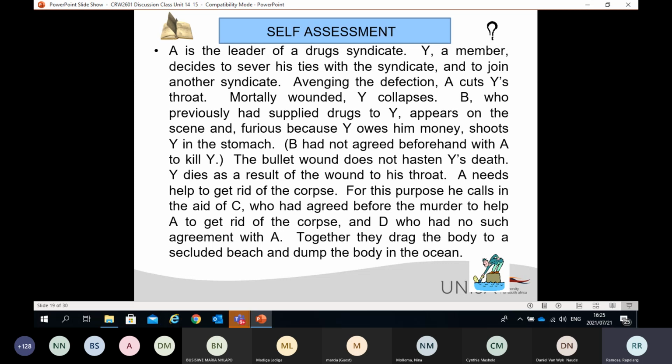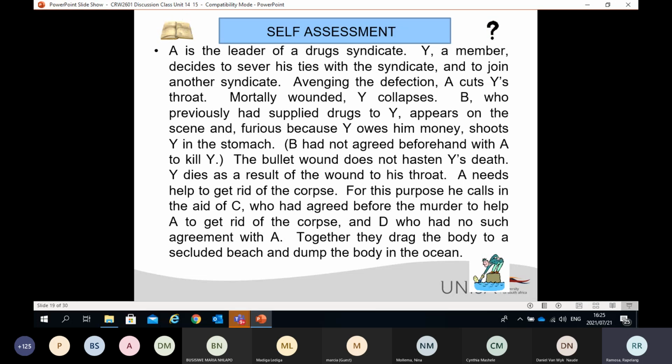Then you would go back to the scenario and check where B got involved. So you will notice that B got involved at a stage where a mortal wound had already been inflicted. So he appears, and based on his own motives, he shoots Y in the stomach. B himself did not act independently of A, did not agree with A, so there was actually no common purpose between A and B to kill Y.